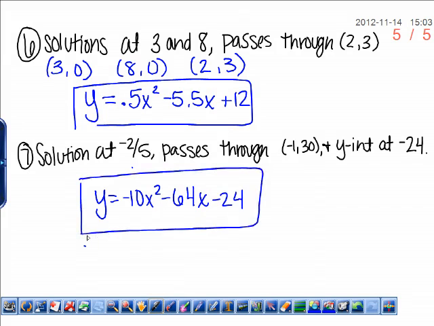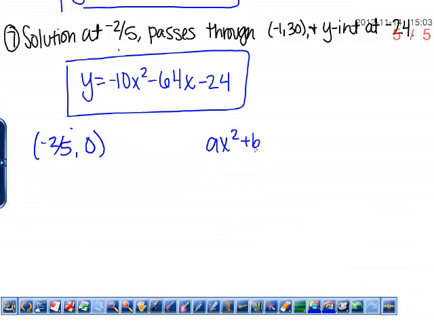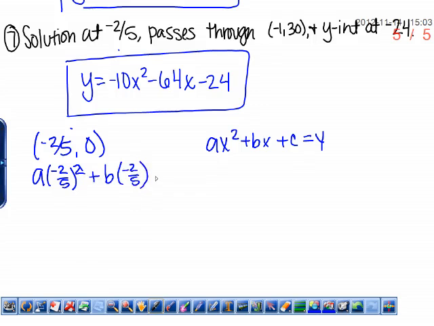All right. Let me explain to you a little bit about what your calculator is doing. If I have a solution at negative 2/5, I have the point negative 2/5 comma 0, right? The equation in standard form of a quadratic is ax squared plus bx plus c equals y. So what your calculator is doing is setting up a system of 3 equations where it plugs in your x and your y values. The first one would be a times negative 2/5 squared plus b times negative 2/5 plus c equals 0, because that's my y.